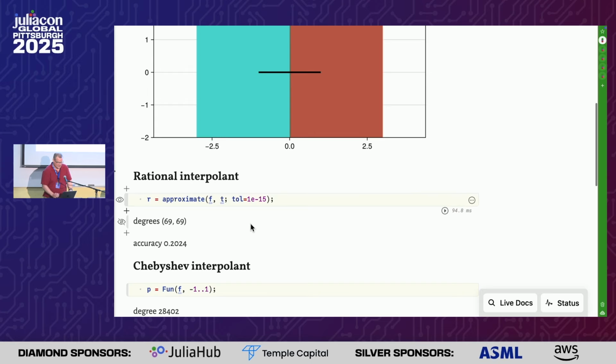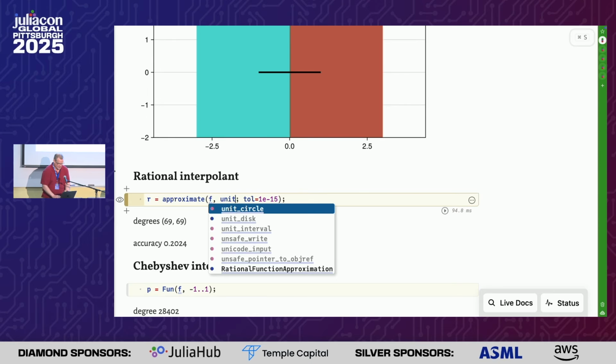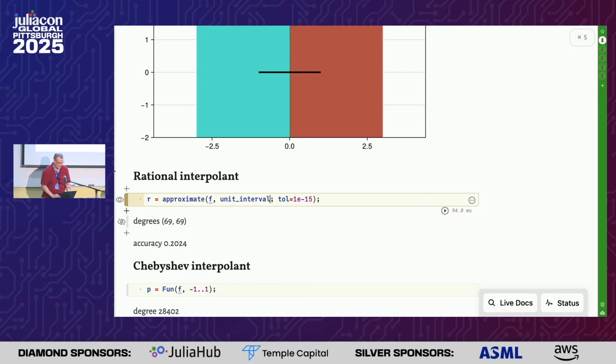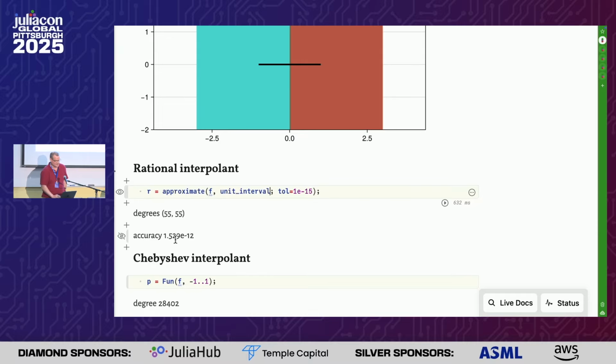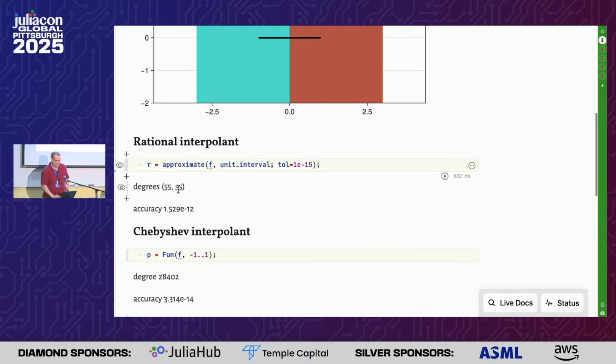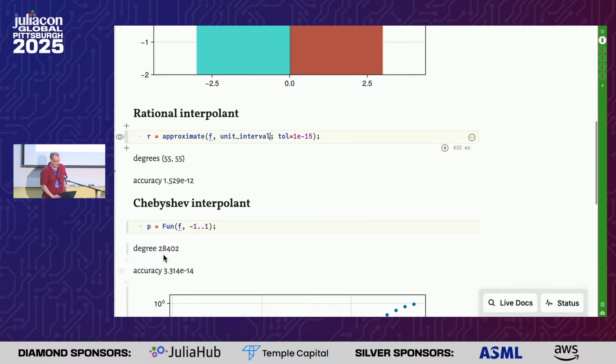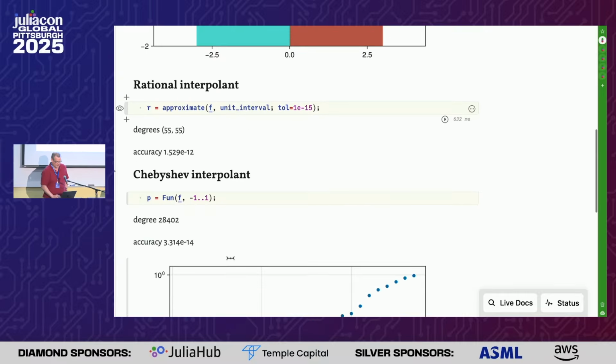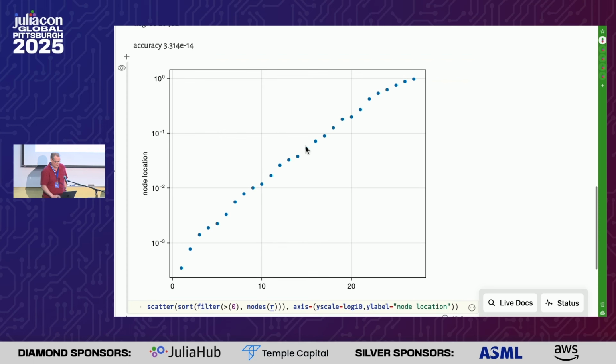So instead of approximating on those test nodes, I can just approximate on the unit interval. Now, it's not getting full 16 digits. There is a condition number here. It's kind of interesting. But now it's doing a reasonable job with no greater degree, actually. It's doing 12 digits of accuracy compared to a degree 28,000 for a polynomial. And if we look at where the nodes are, we see that they are starting to get exponentially spaced near the origin where that singularity is.